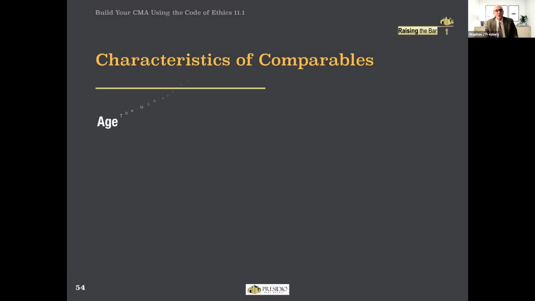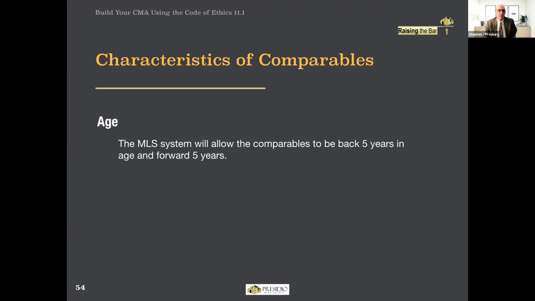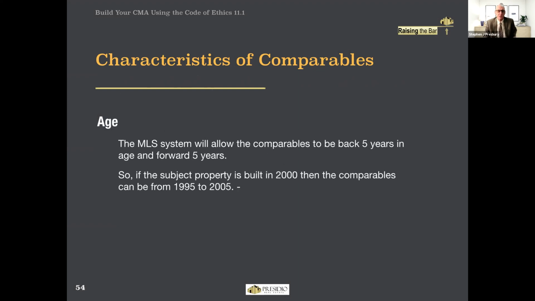Okay, let's look at the age of the property, of course, really important. The MLS system will allow the comparables to go back 5 years in age and forward 5 years. So that's kind of how that works. So if the subject is built in 2000, then the comparables can be from 1995 to 2005. That's how the MLS system works. Any comments or thoughts on that?